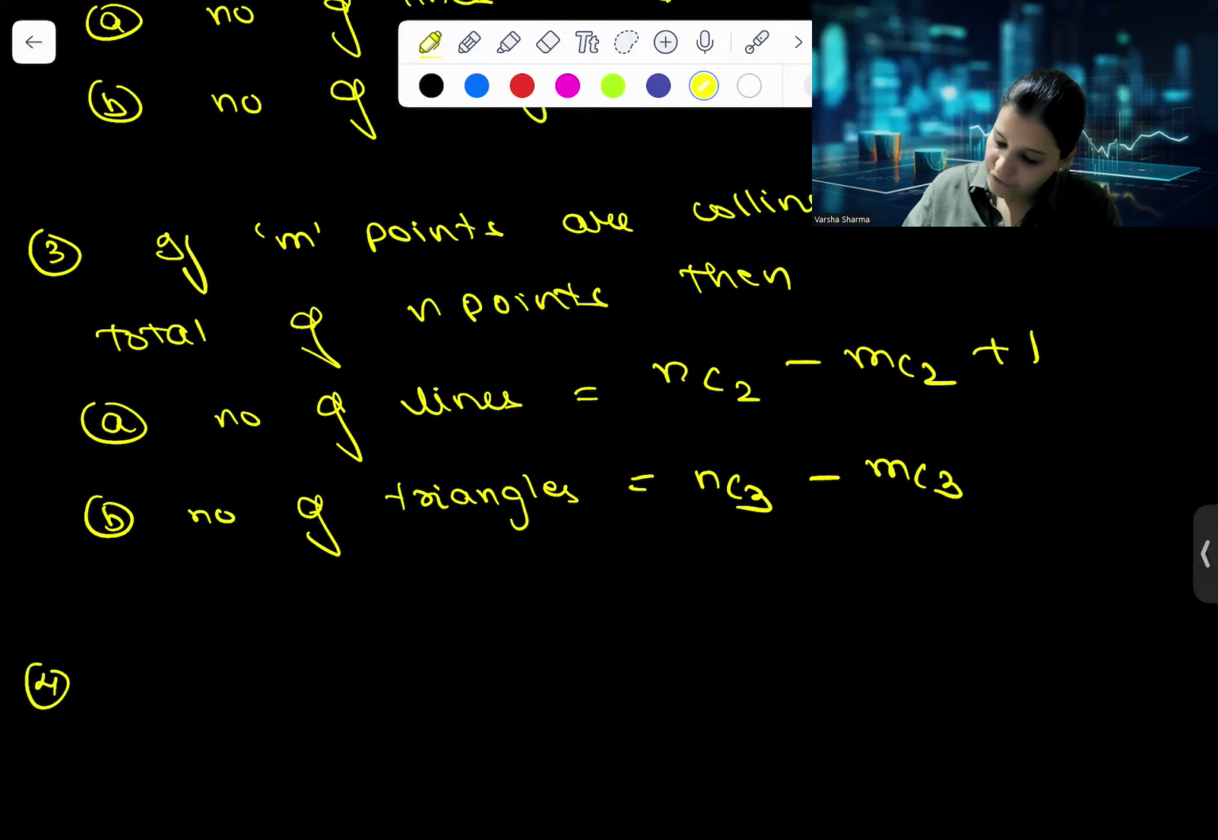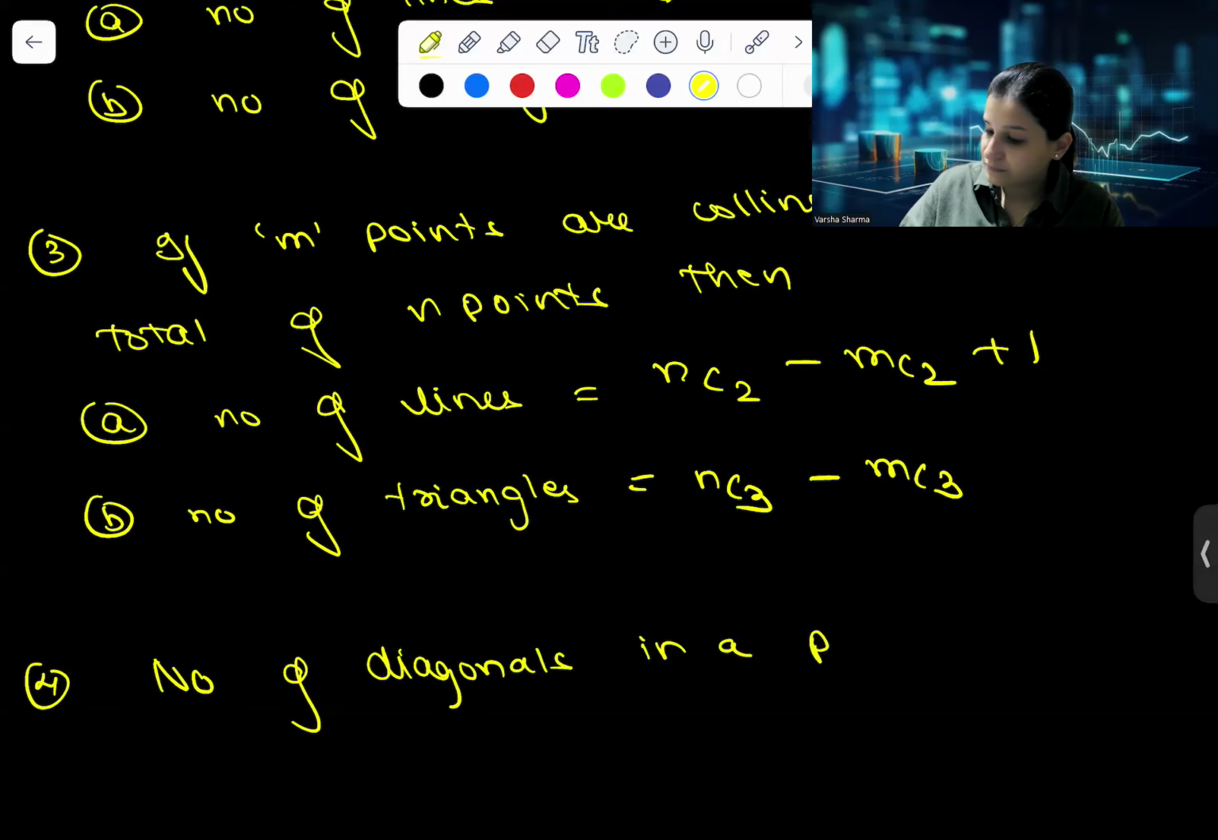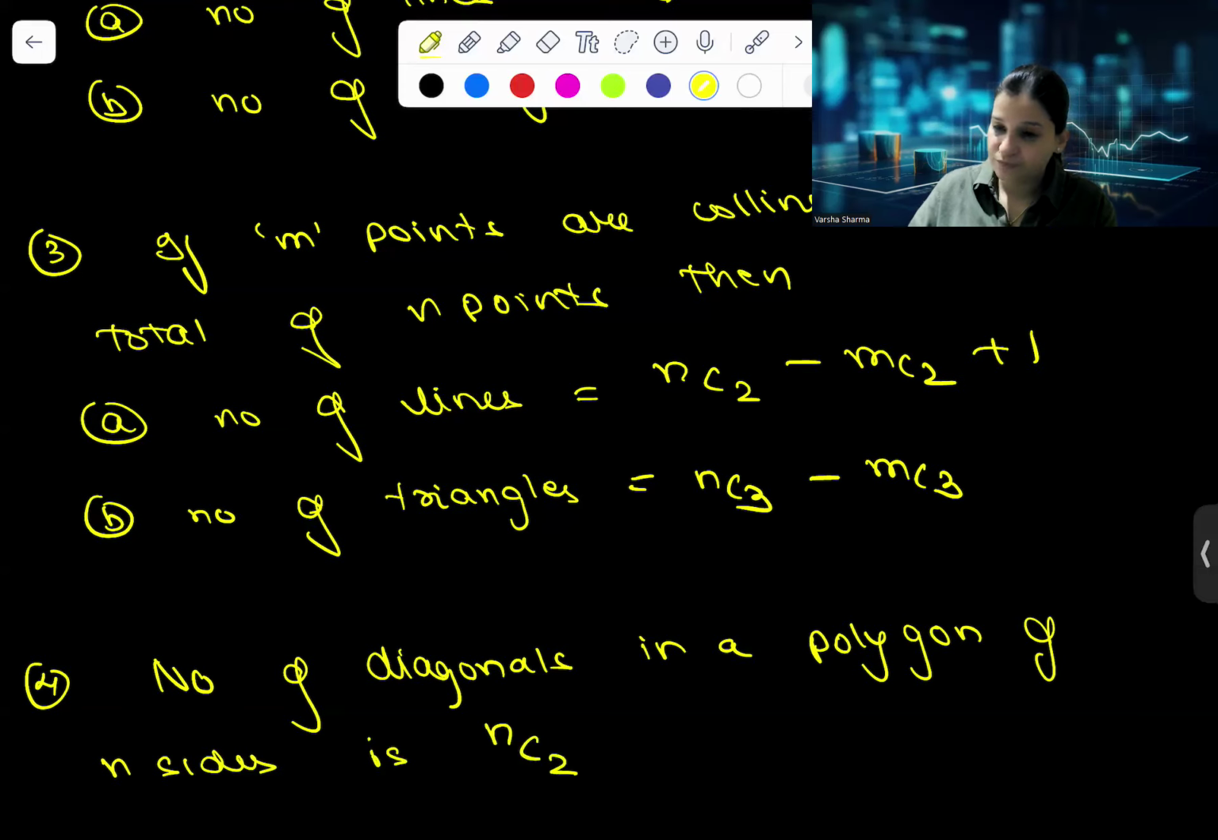So the number of diagonals in a polygon of n sides is nC2 number of lines, and then from here remove n, which are the sides itself. This will give us the diagonals.